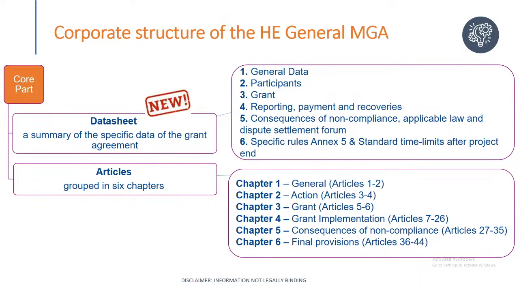As you can see in the slide, you can find there general data such as the start and end date of your project. You can find the list of participants, the grant amount, the reporting and payment schedule. You also find the consequences of non-compliance, the information on the applicable law and dispute settlement forum, and the specific rules under Annex 5 that apply. So basically, this data sheet provides an overview, a summary of the key information of your grant agreement.